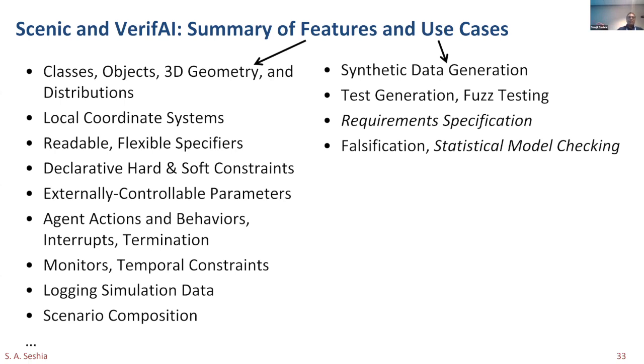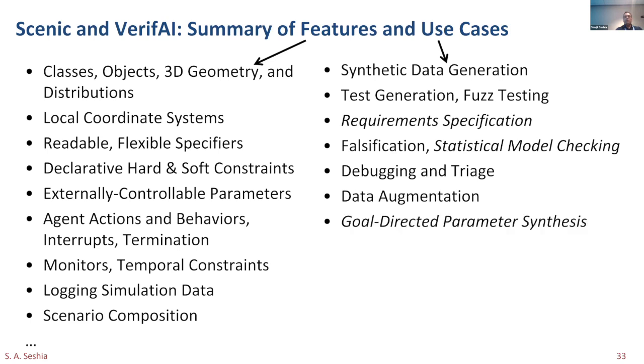We can do falsification, as we talked about, but we can also do what is called statistical model checking, which is a formal verification technique that you can use to get stronger guarantees using simulation. Debugging and triage, data augmentation. These are things we talked about earlier. We can do goal-directed parameter synthesis. This is an idea where you can say, I want to train my model, or I want to synthesize values of certain parameters in my controller so that a certain specification is satisfied. So we have some capabilities there.